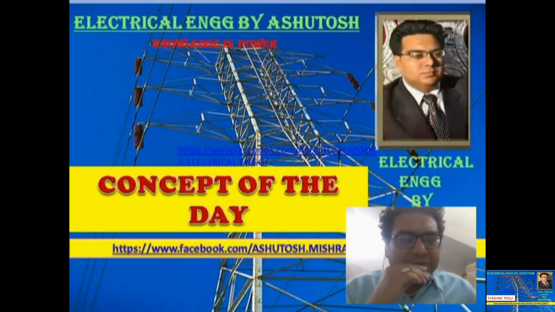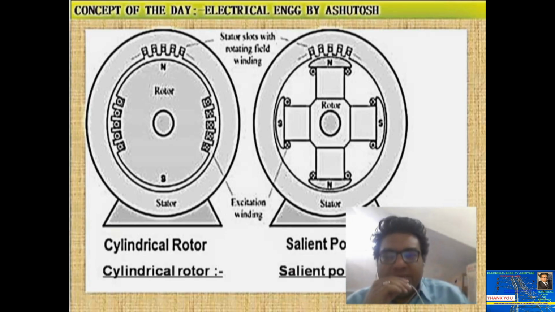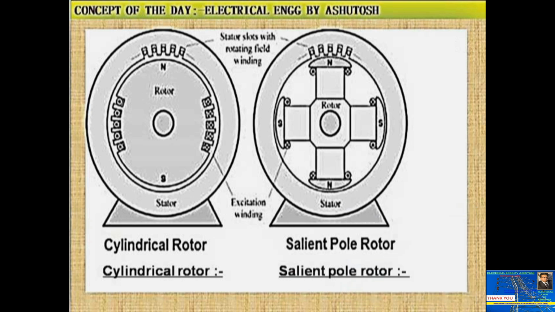So guys, basically the first question you can see over here: what are the differences between a cylindrical rotor of a synchronous machine and a salient pole rotor of a synchronous machine? You can see over here, this is the cylindrical rotor, and the shape of the rotor is cylindrical, round shape. These are the rotor field windings, and it has a uniform air gap along its periphery.